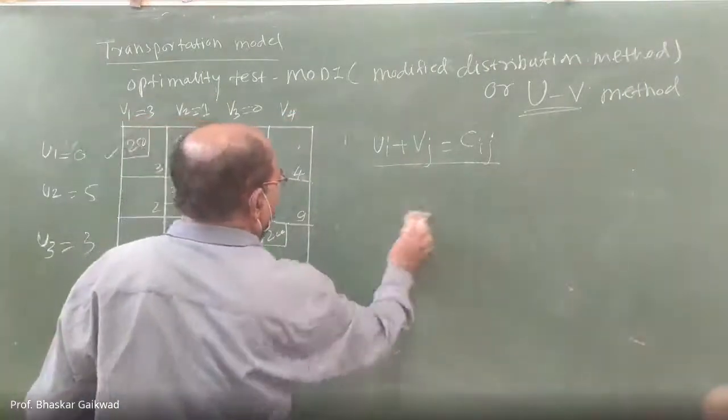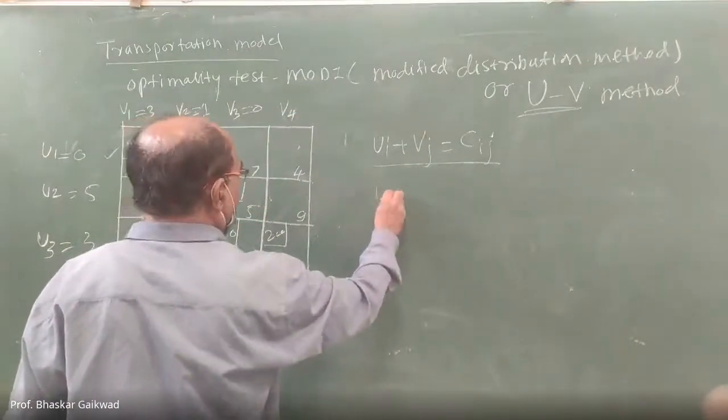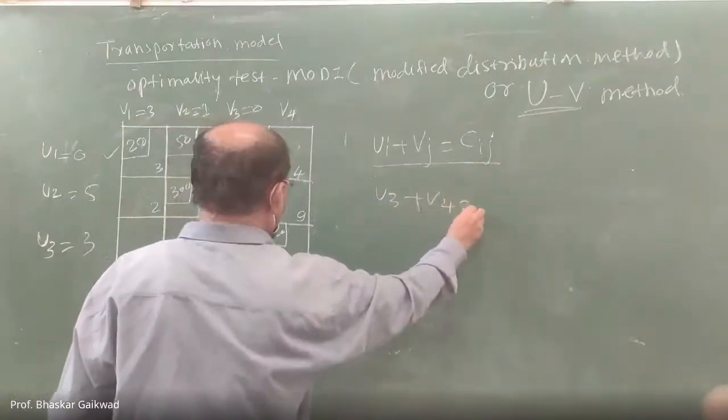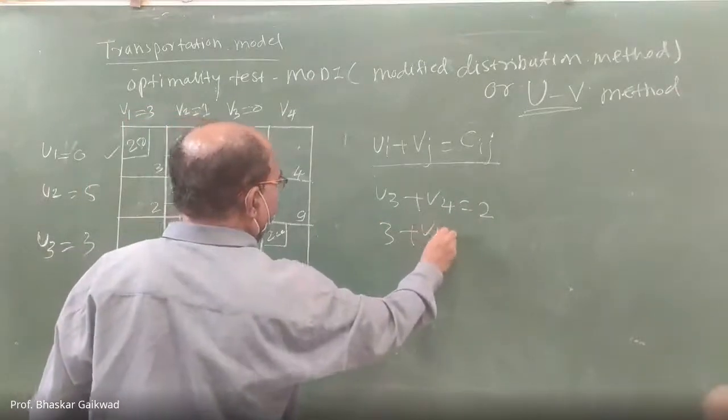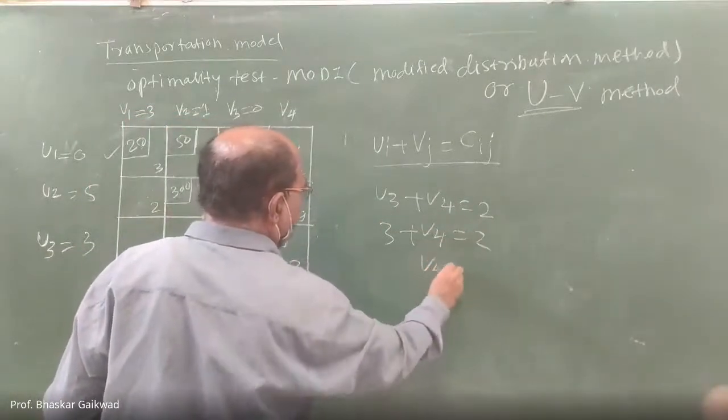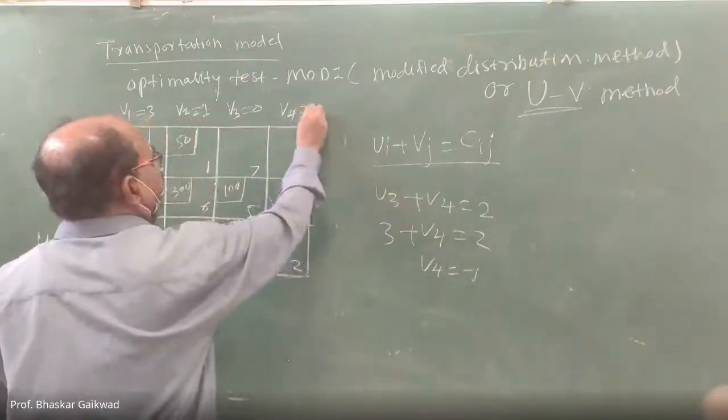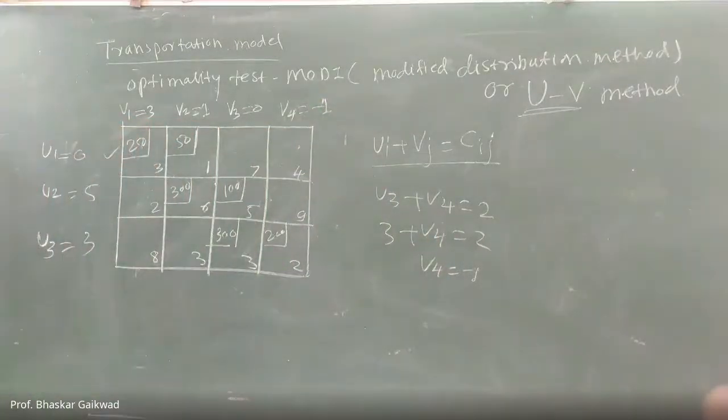V4 here. V3 plus V4 is equal to 2. So V3 is 0, and 0 plus V4 is 2, so V4 is equal to minus 1. So you can write minus 1. Like this way you have to calculate the values of U1, U2, U3, V1, V2, V3 and V4. Correct.